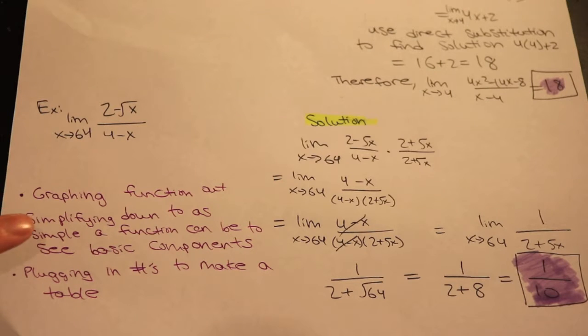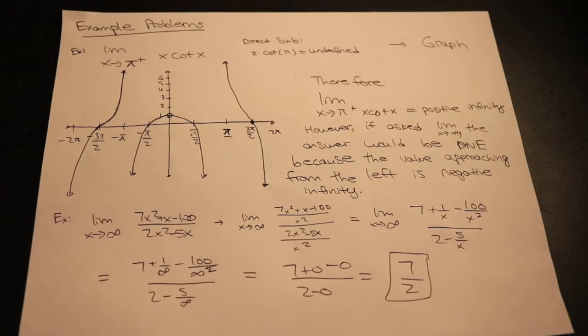Now, if you look down here on the bottom left, you can see that there are a few more ways that we can solve. So we can graph the function out, we can simplify down to as simple a function as it can be to see its basic components, and then cancel out numbers like we just did in these two examples. And then as a last resort, we can also plug in numbers to make a table and see where the limit will lead us. Let's go over some example problems.